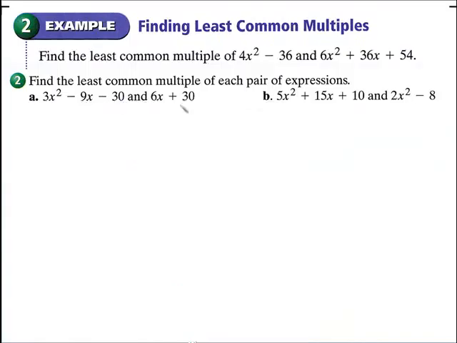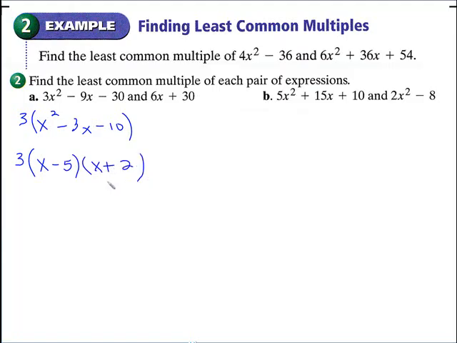So let's find the LCM for these right here. We're going to factor, so over here it looks like we can take out a 3. And then we have x squared minus 3x minus 10. To factor this, it looks like we'll end up with x minus 5, x plus 2. And then over here, take out the GCF, 6, and over the x plus 5.